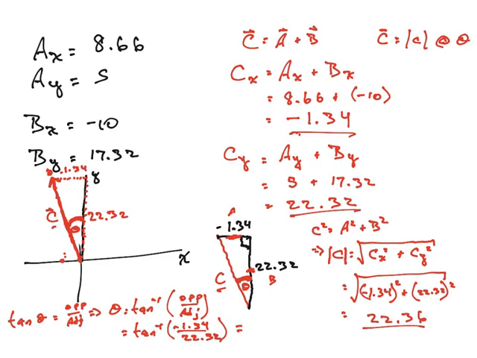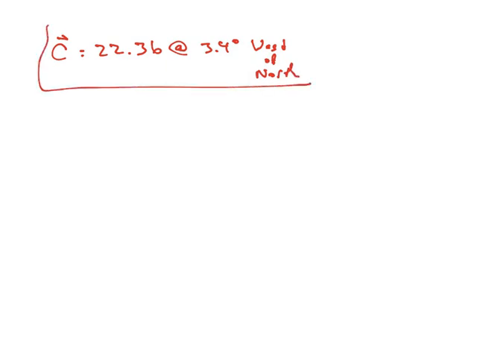And I get negative 3.4 degrees. What does that mean? That means it's 3.4 degrees to the left, which means west of north. So vector C is 22.36 at 3.4 degrees west of north. And that would be your final answer.